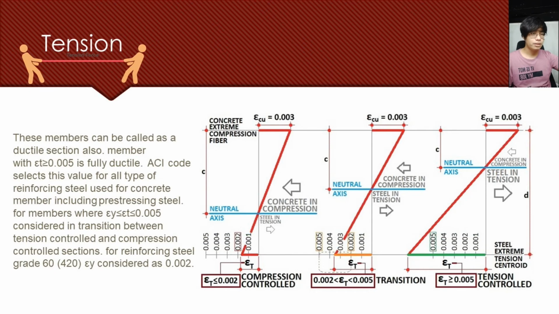For member where EY is greater than strain or tension 0.005. Considered in transition between tension controlled and compression controlled section for reinforcement steels grade 60. Bali, may codes kasi sila dito, parang books yata na law na nandun yung mga value mismo, yung constant value nila, considered as 0.003. Ayan, makikita natin yung diagram dito. Bali, ito lang naman yung pinipinpoint dyan.